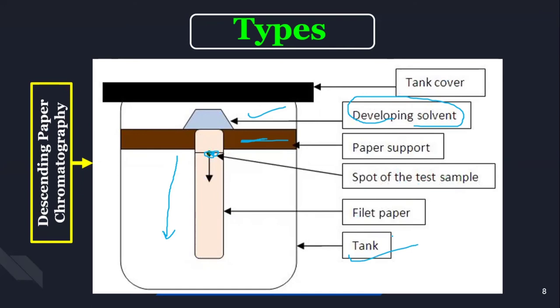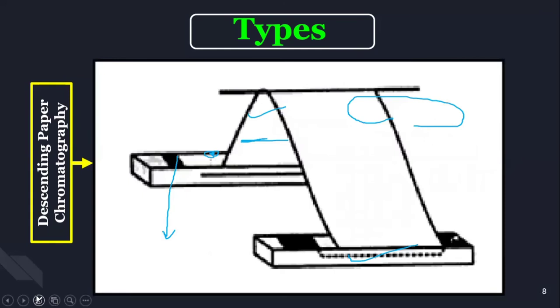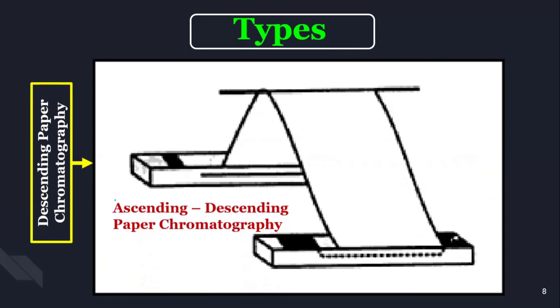Next, the third type, depending on the mechanism, is ascending and descending paper chromatography. This is a hybrid technique of all the previous techniques, in which we talk about ascending as well as descending. That's why we call this technique a hybrid technique.